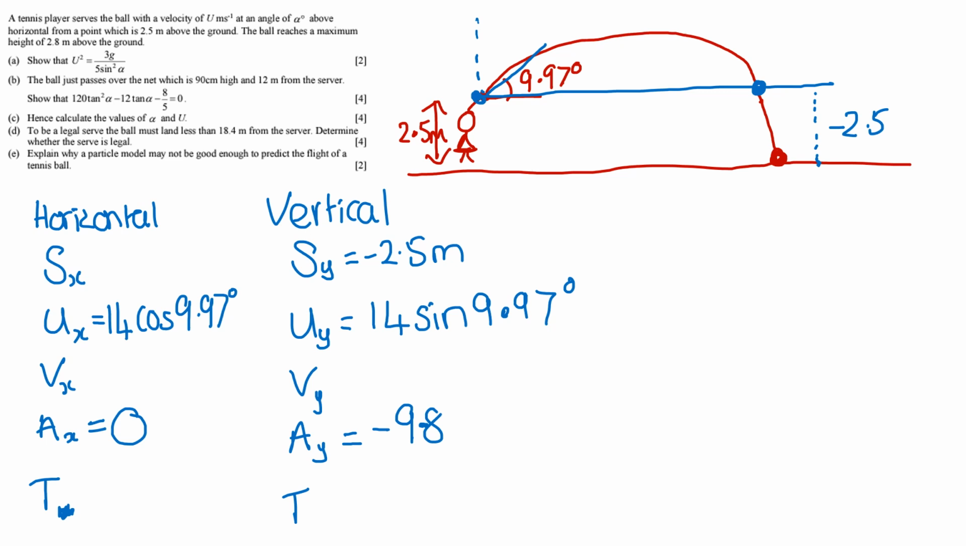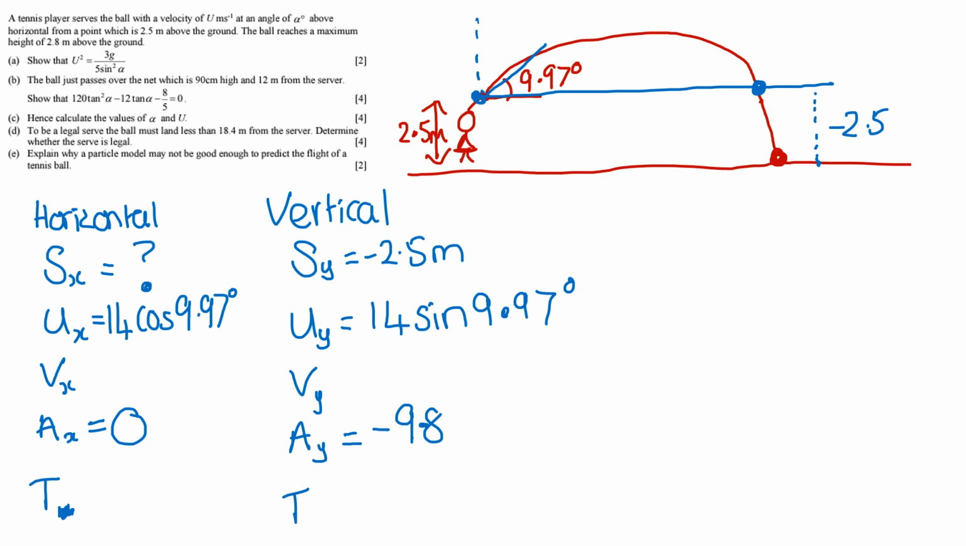What else do we know? We're trying to find the horizontal distance to see if that's over 18.4 or not. So that's the one we really want. But we don't know velocity and we don't know time. Now, in order to use SUVAT, we need 3 of these. And we only know 2.